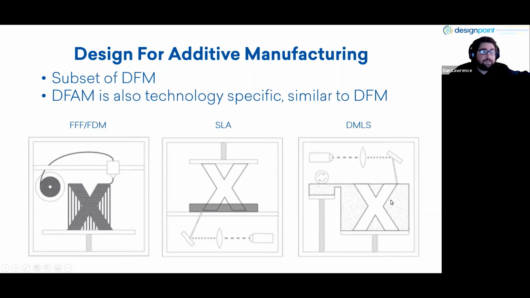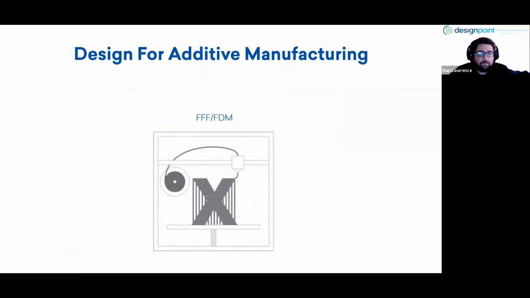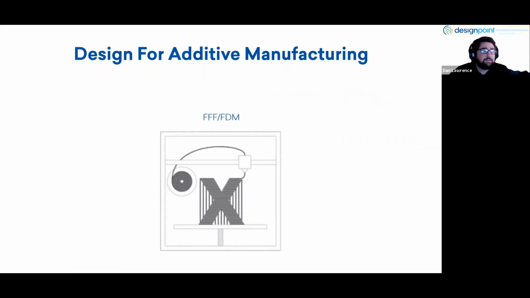But the process that we're going to be using is FFF or FDM, right? That's what Markforged uses, and that's what we're going to be talking about for the remainder of this presentation. So Breland's going to take over right now, and he's going to explain how this process works and some of the considerations we might want to consider.